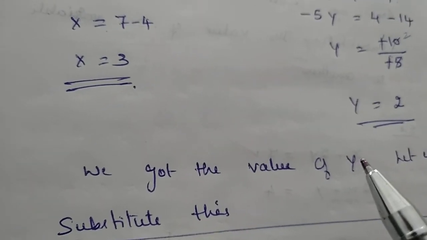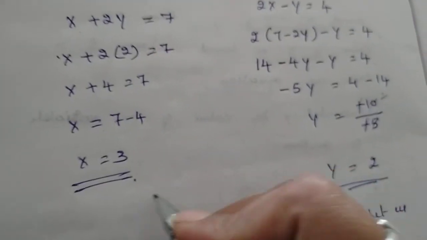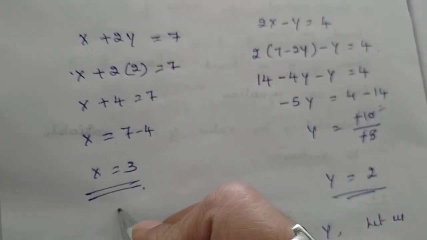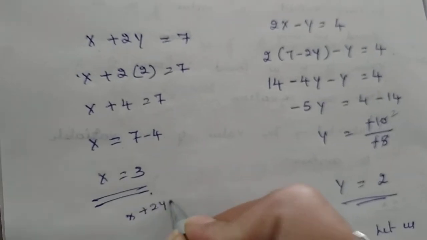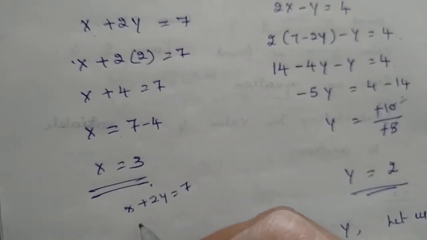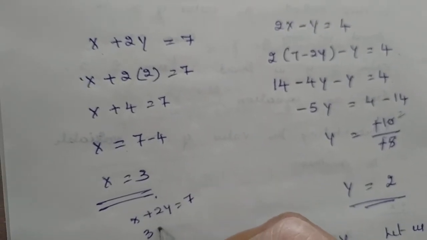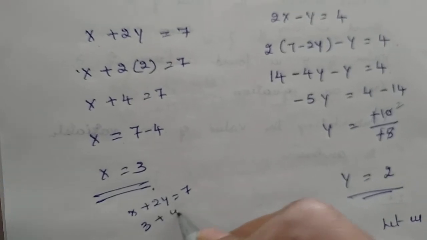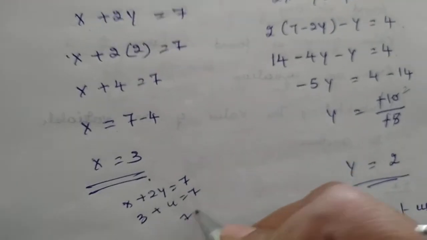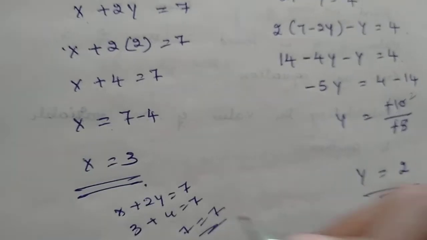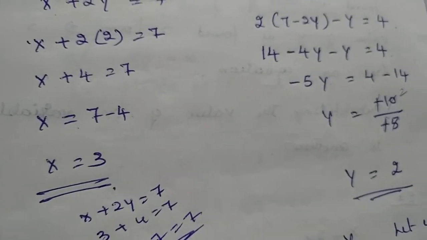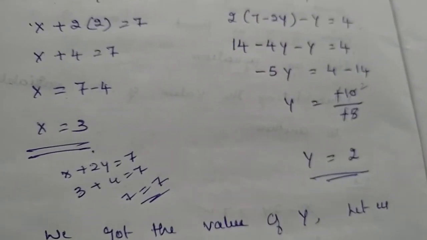Let us see, is it correct? So ಇದನ್ನ cross verify ಮಾಡೋಣ. x plus 2y is equal to 7. What is the x value? 3. And y value is 2. 2 into 2, 4. 3 plus 4 is equal to 7. So 7 is equal to 7. So this particular problem what we have done is correct.